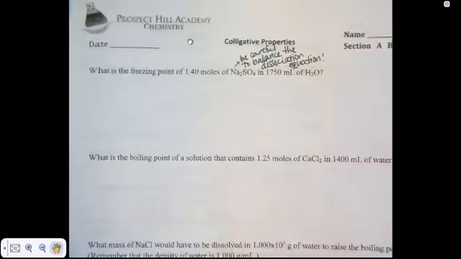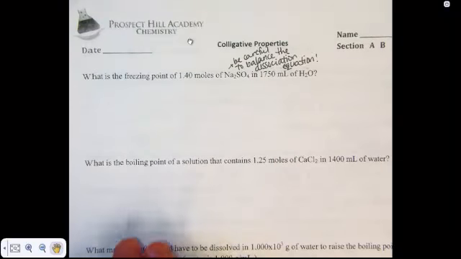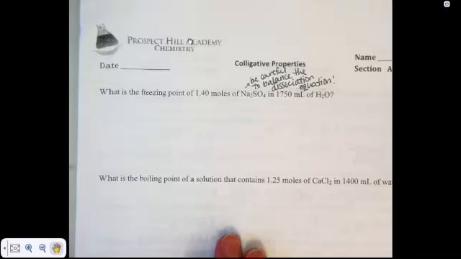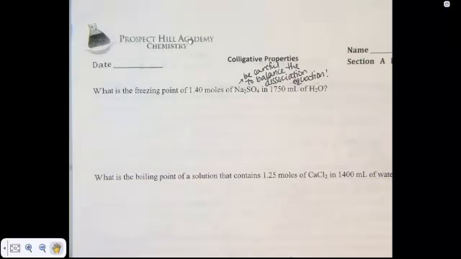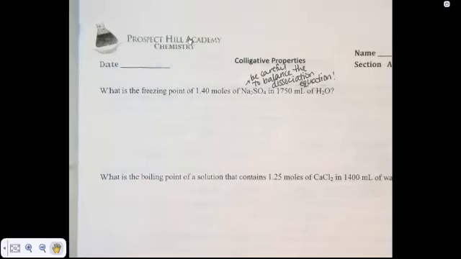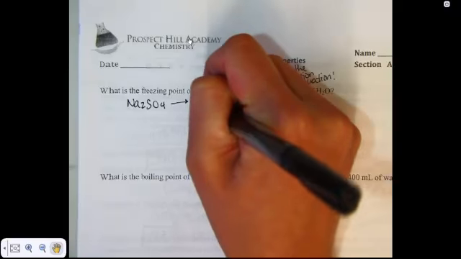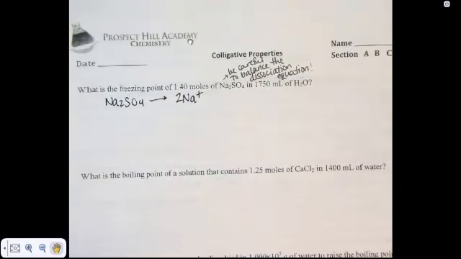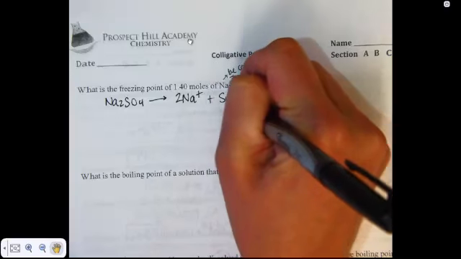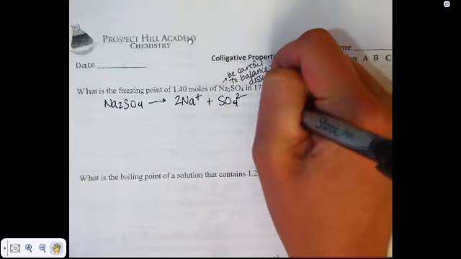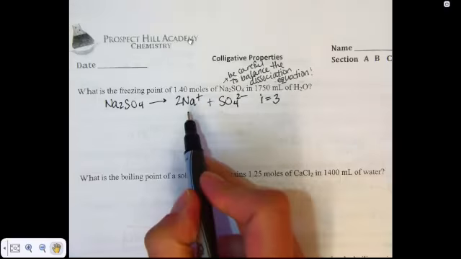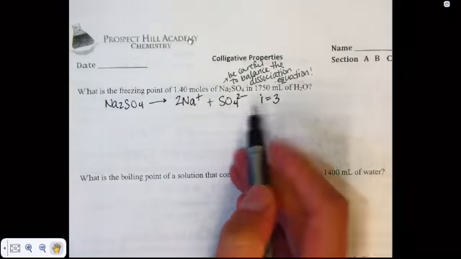So flip over to the back page and let's see. Let's do the top one on this page. What is the freezing point of 1.4 moles of sodium sulfate in 1,750 milliliters of water? Ooh, this is actually a slightly easier question. We have Na2SO4, and that dissociates into 2 sodium ions, because we have Na2, and 1 sulfate ion. So I'm going to say that I is equal to 3. 2 here plus 1 more equals 3 particles.